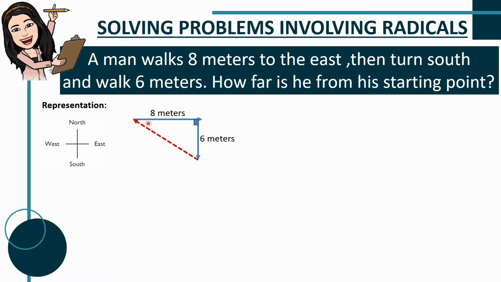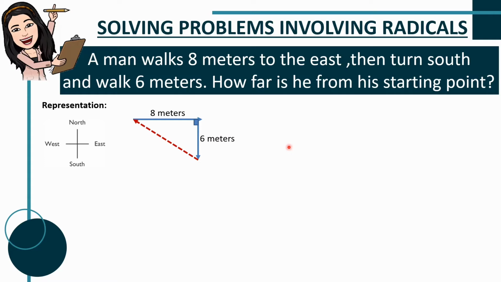Okay? Now, class, this problem is an example of problems involving a right triangle, because a common problem involving radicals is the solution of a right triangle applying the Pythagorean theorem. So, dito i-apply natin ang Pythagorean theorem since common problems that involve radicals ay may kinalaman sa right triangle.